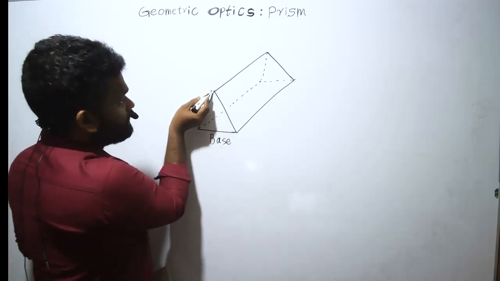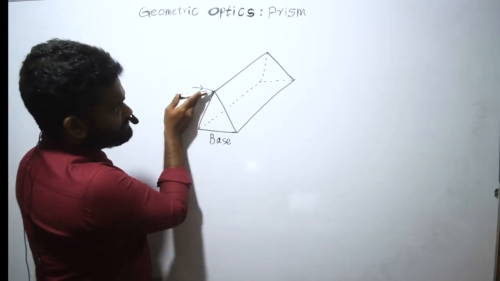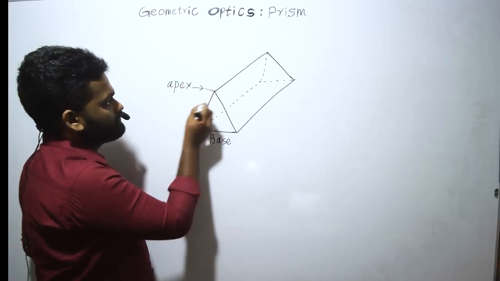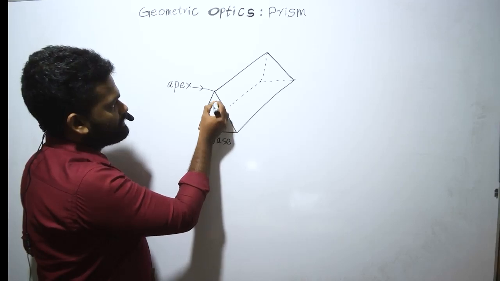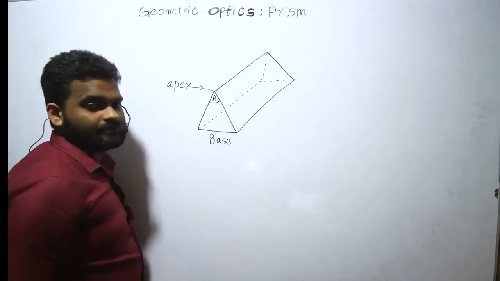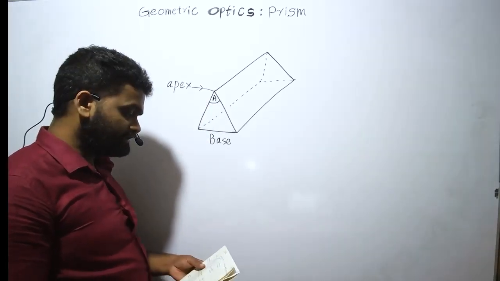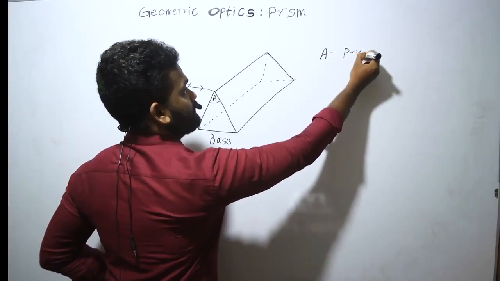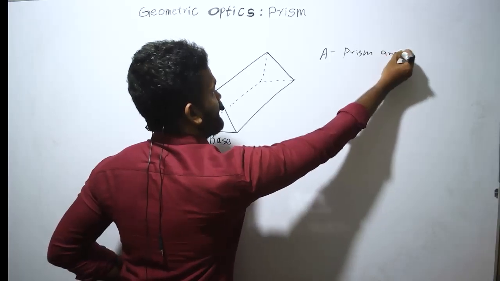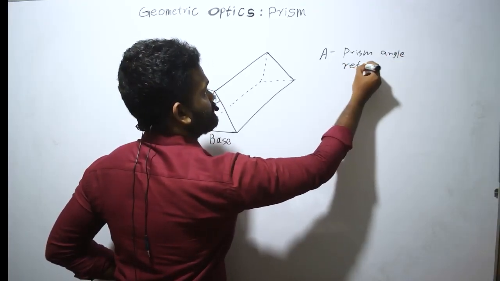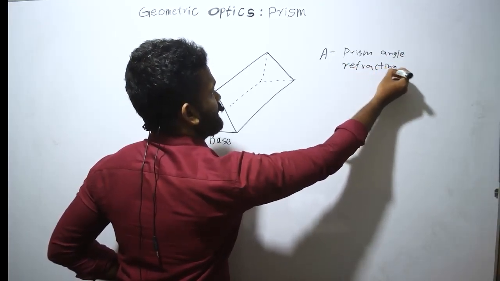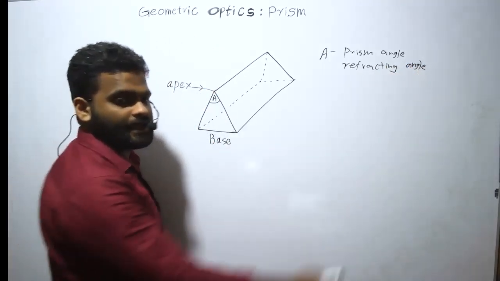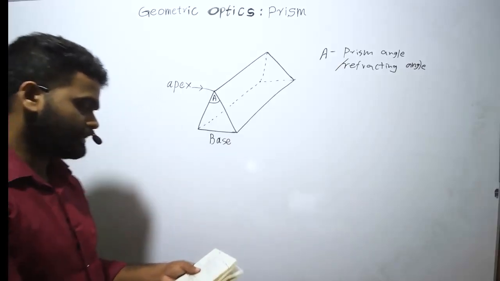Then this top end, we call that the apex. So this angle is called capital A. We call that angle the prism angle, right? You need to know these names: prism angle, or sometimes we call it the refracting angle. Prism angle or refracting angle. Okay?